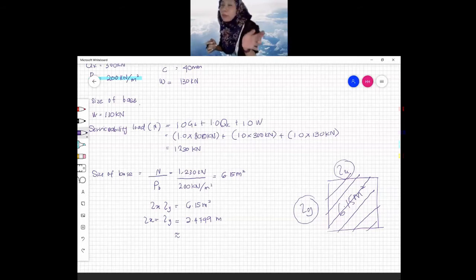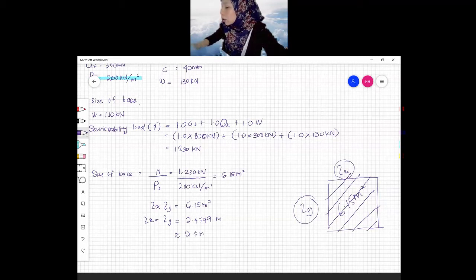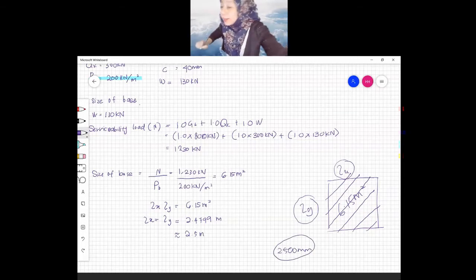If, say, later on you become a contractor, then you will know. If the designers give you drawings to construct with numbers down to millimeter precision, the contractors will be really angry. They will not build it, because we cannot be that precise. So we will round it up. Here I round up to 2.5 meter, which is 2,500 millimeter, which is okay.